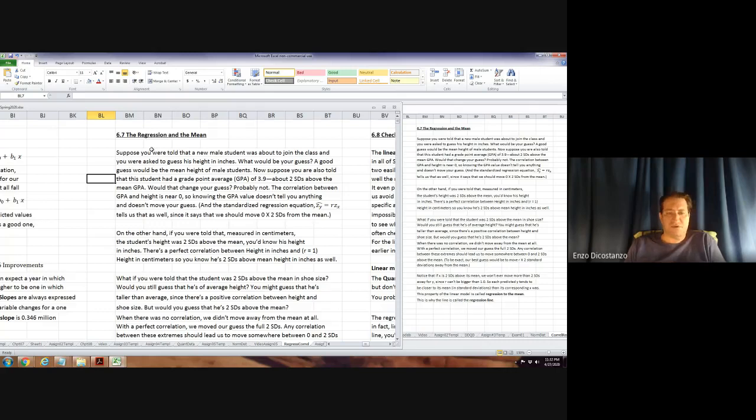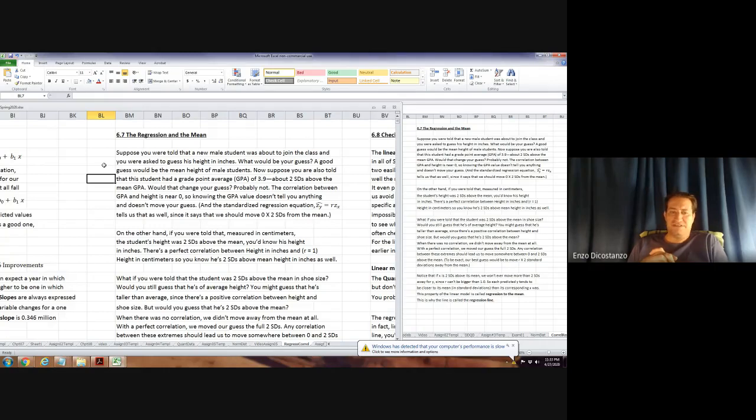It says, suppose you're told the new male student is about to join the class, and you have to guess his height in inches. So what would you guess? I mean, the height of the male students. Suppose you're told the student's GPA. So what they do is you're trying to guess the guy's height, and they give you the GPA. So you're saying from the GPA, can you guess how tall the guy is? I guess the premise being that tall people do better in school, or that type of thing.